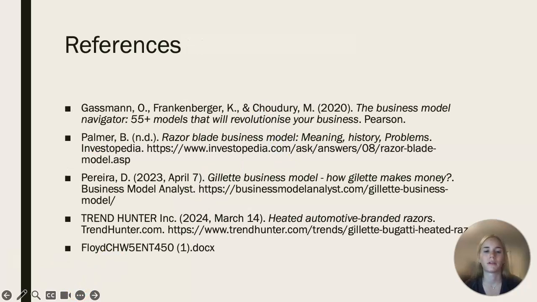And here are some of my references, the first one being our textbook. The other ones I found on the internet. Besides, I did use my homework from number 5 homework, but my other resources I found online. And that is the end of my slideshow.